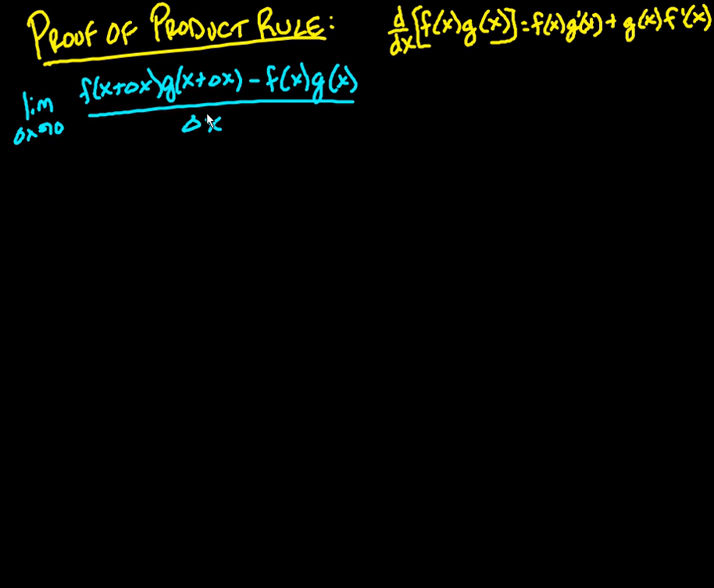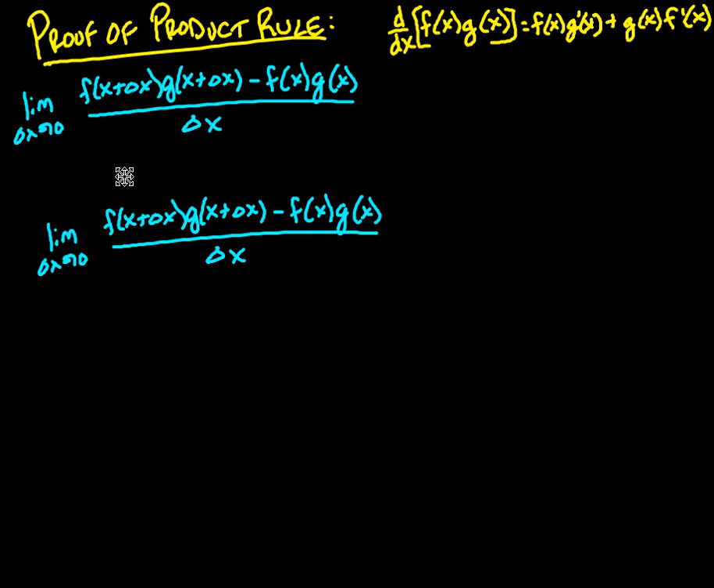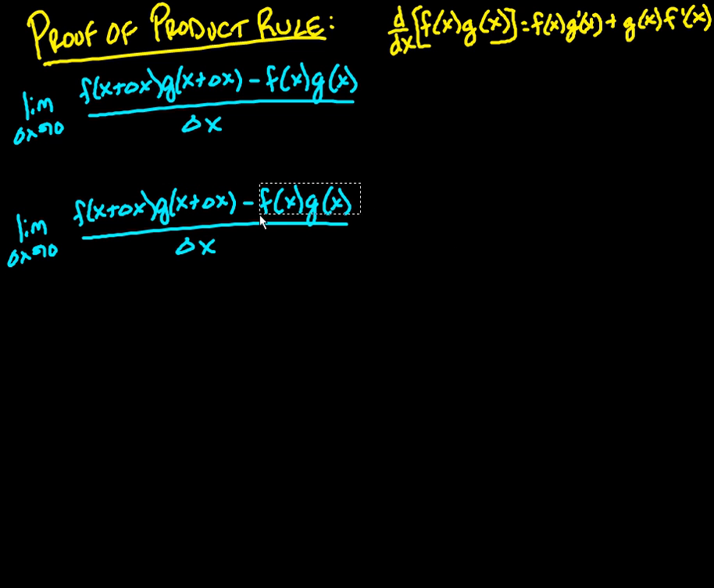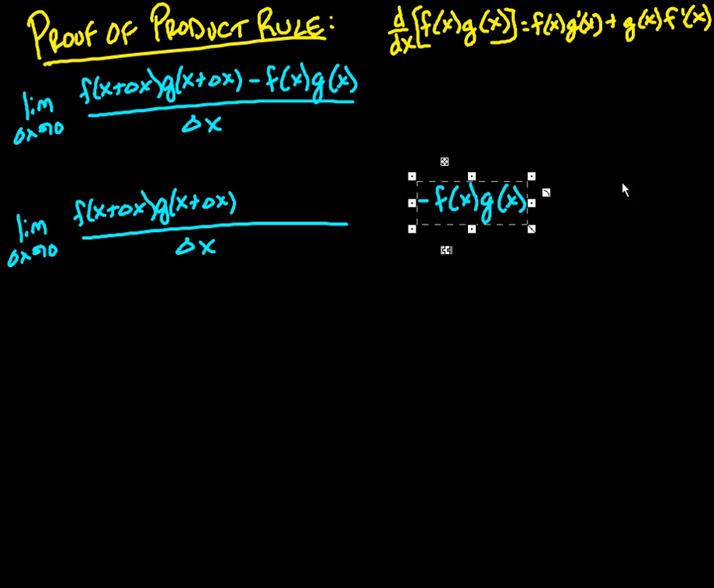With a product rule, we have f times g. So I have f of x plus delta x and g of x plus delta x minus your function f times g. Okay, what I'm going to do here to try to solve this is just a little trick, and it's going to seem kind of weird, but here's exactly what I'm going to do. I'm actually going to copy this exact function as it is, and here's what I'm going to do with it. I'm going to take this section here and pull it off to the side, and I'll show you what I mean.